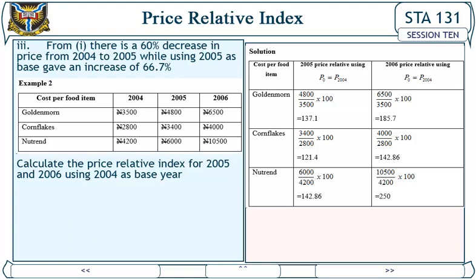Example 2. Calculate the price relative index for 2005 and 2006 using 2004 as base year. Solution.